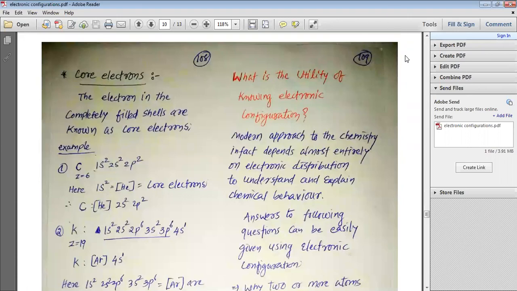Now let us understand the definition of core electrons. The electrons in the completely filled shell are known as the core electrons.